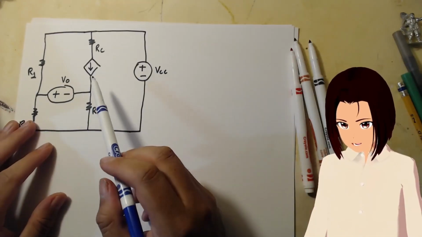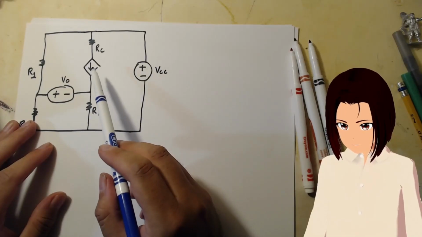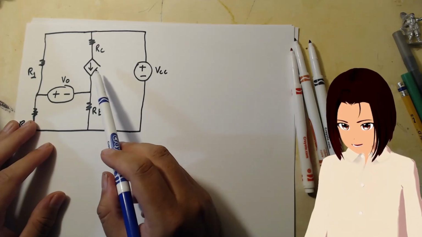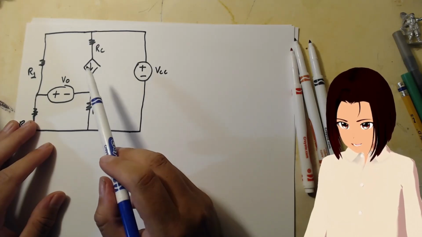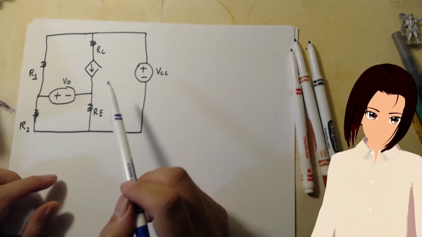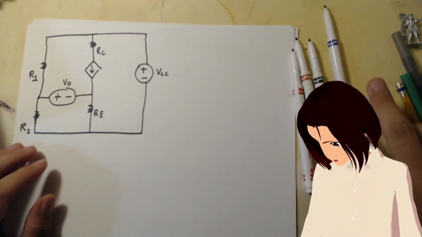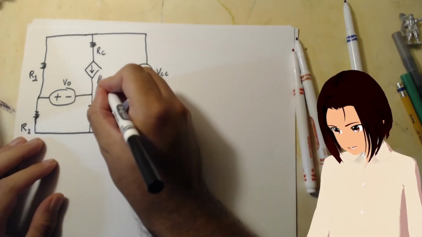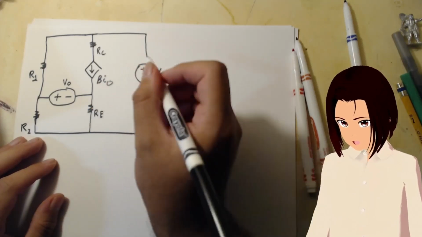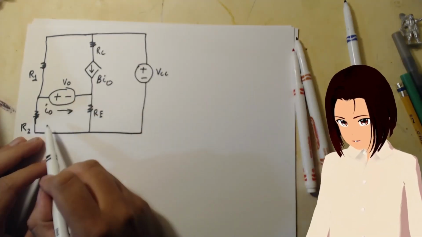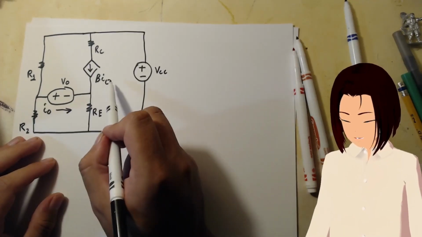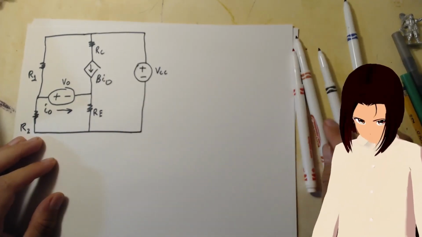So now what we're dealing with right now is we have a dependent current source. It's not an independent current source. It's a dependent current source. And apparently I forgot to write it. So it's beta times IO. IO is in this direction. So IO is the current going through this source. So it's beta times IO, and IO is going through the source.